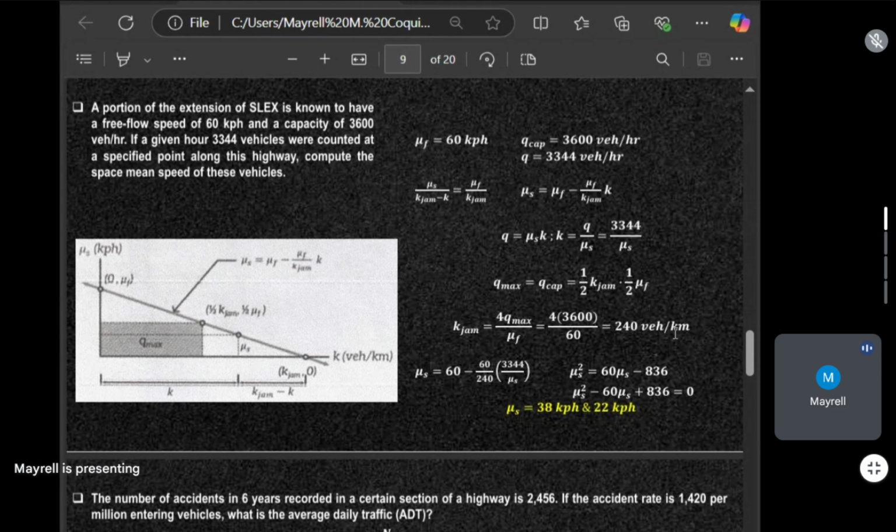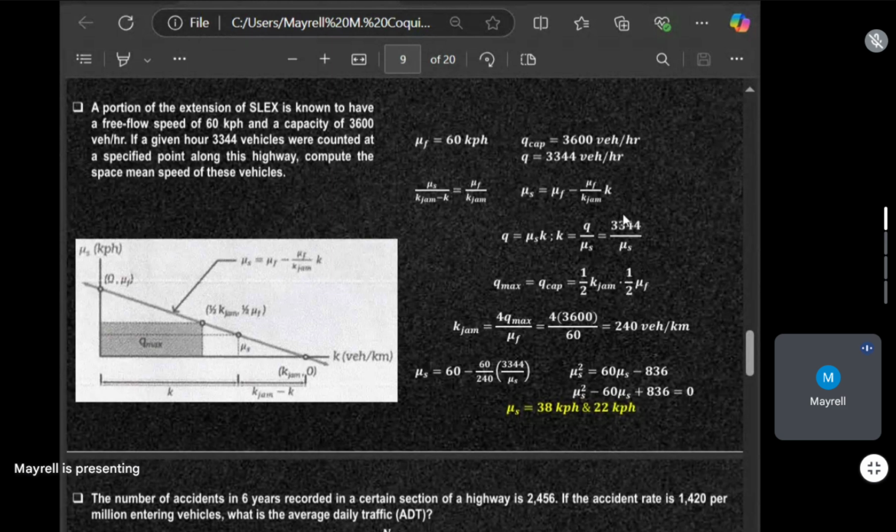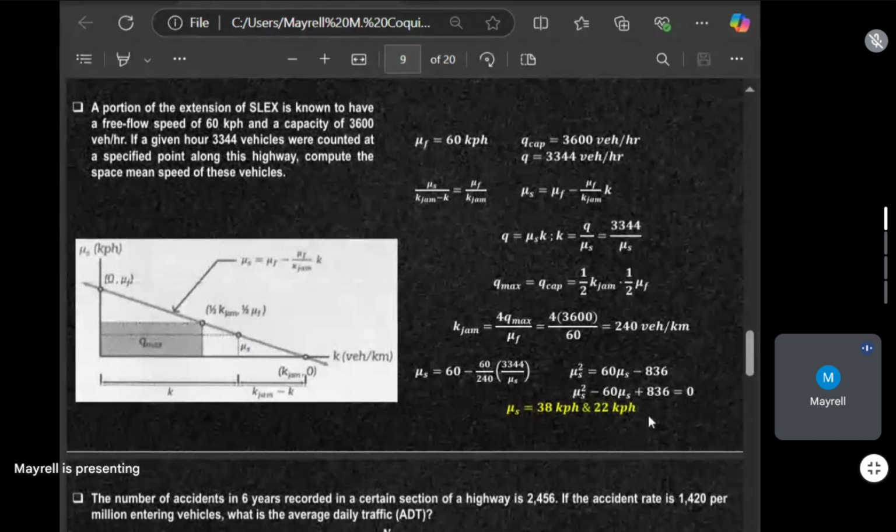Okay, then we can go back to this formula and substitute the values. So mu s is 60 from here, mu f, minus 60 over the k jam here, 240, times the k, which is 3,344 over mu s. Then you can use your calculator, shift solve to solve for mu s, or you can simplify first. Then you can get that mu s is 38 kph and 22 kph.